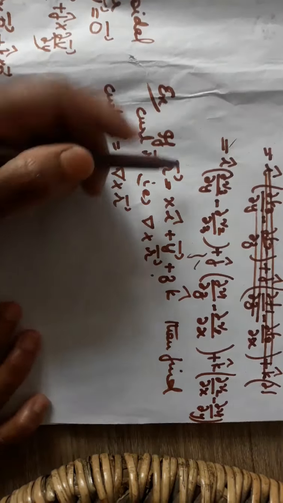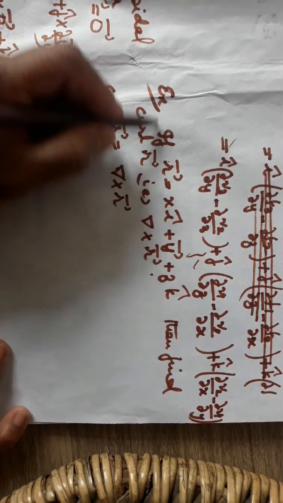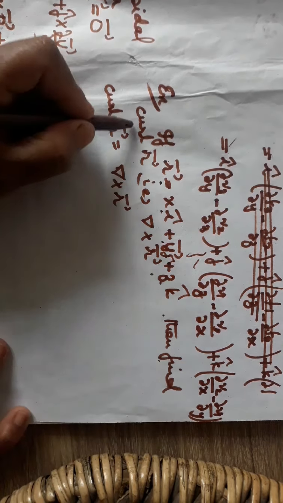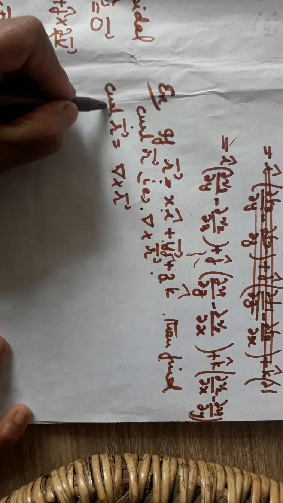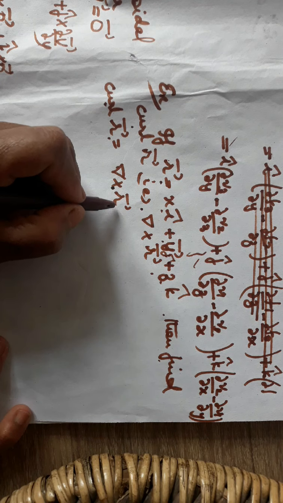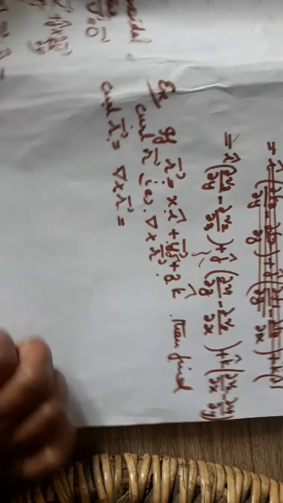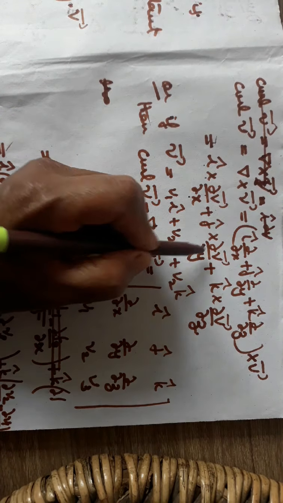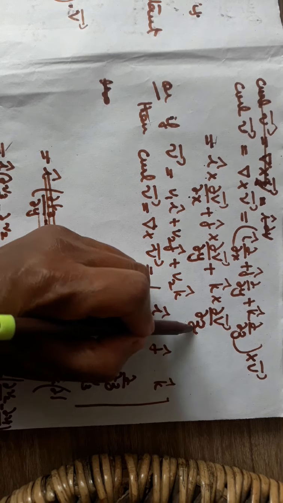Next we come to this problem on curl of a vector function. If you have r bar is equal to xi plus yj plus zk cap, then find curl of r bar. So curl of r bar is equal to del cross r bar, which, according to the definition, is i cross del v bar del x plus j cross del v bar del y plus k cross del v bar del z.